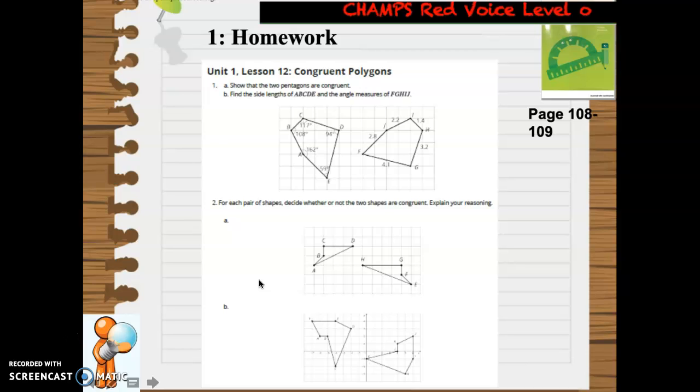That's a quick overview. Just remember again, if they are congruent, they are the same size and shape, meaning having the same corresponding side lengths and corresponding angles.